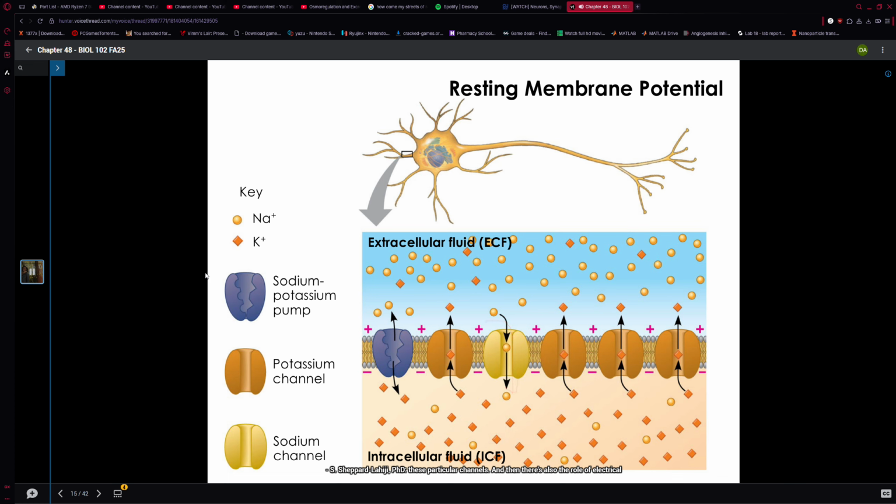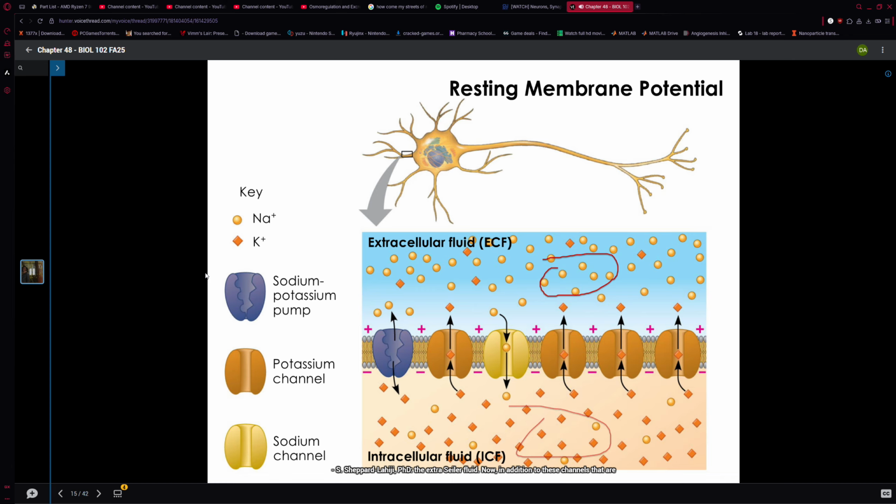There's also the role of electrical attraction of cations and anions, so opposites attract one another. Another way of describing this is as electroneutrality. Changes in membrane potential can act as signals, and that can result in transmission and processing of information. So when we're looking at this neuron at rest, the concentration of potassium ions is highest in the intracellular fluid, while the concentration of sodium ions is highest in the extracellular fluid.